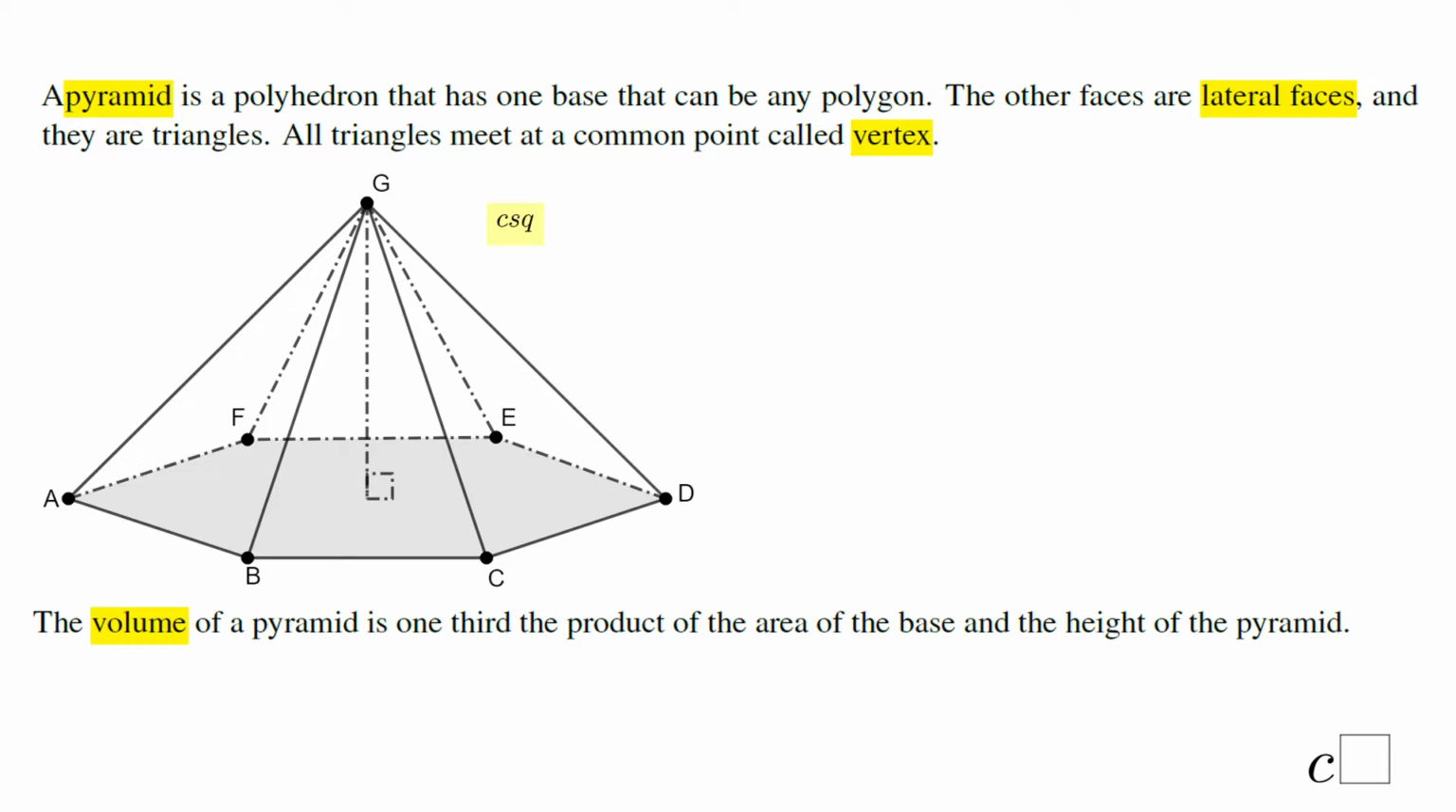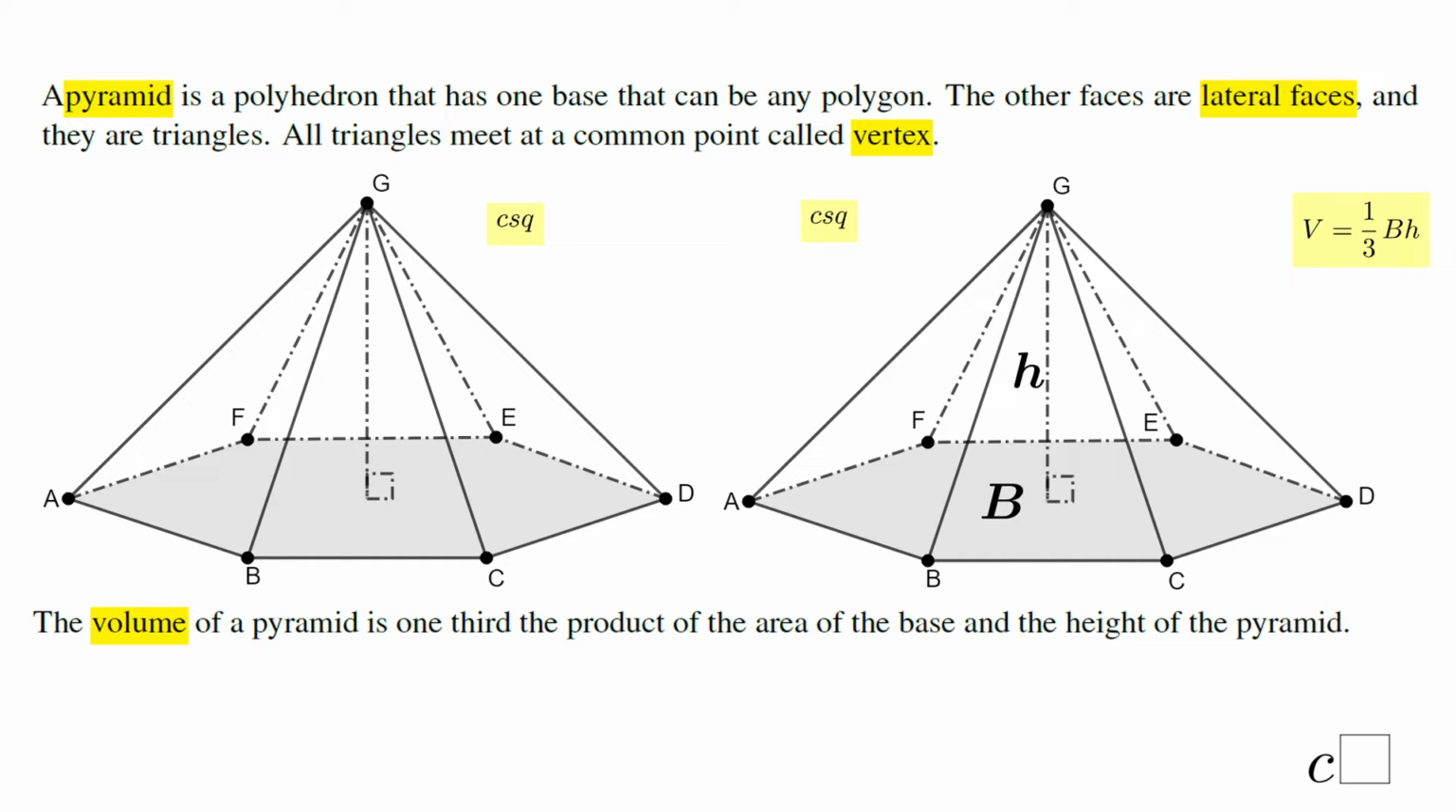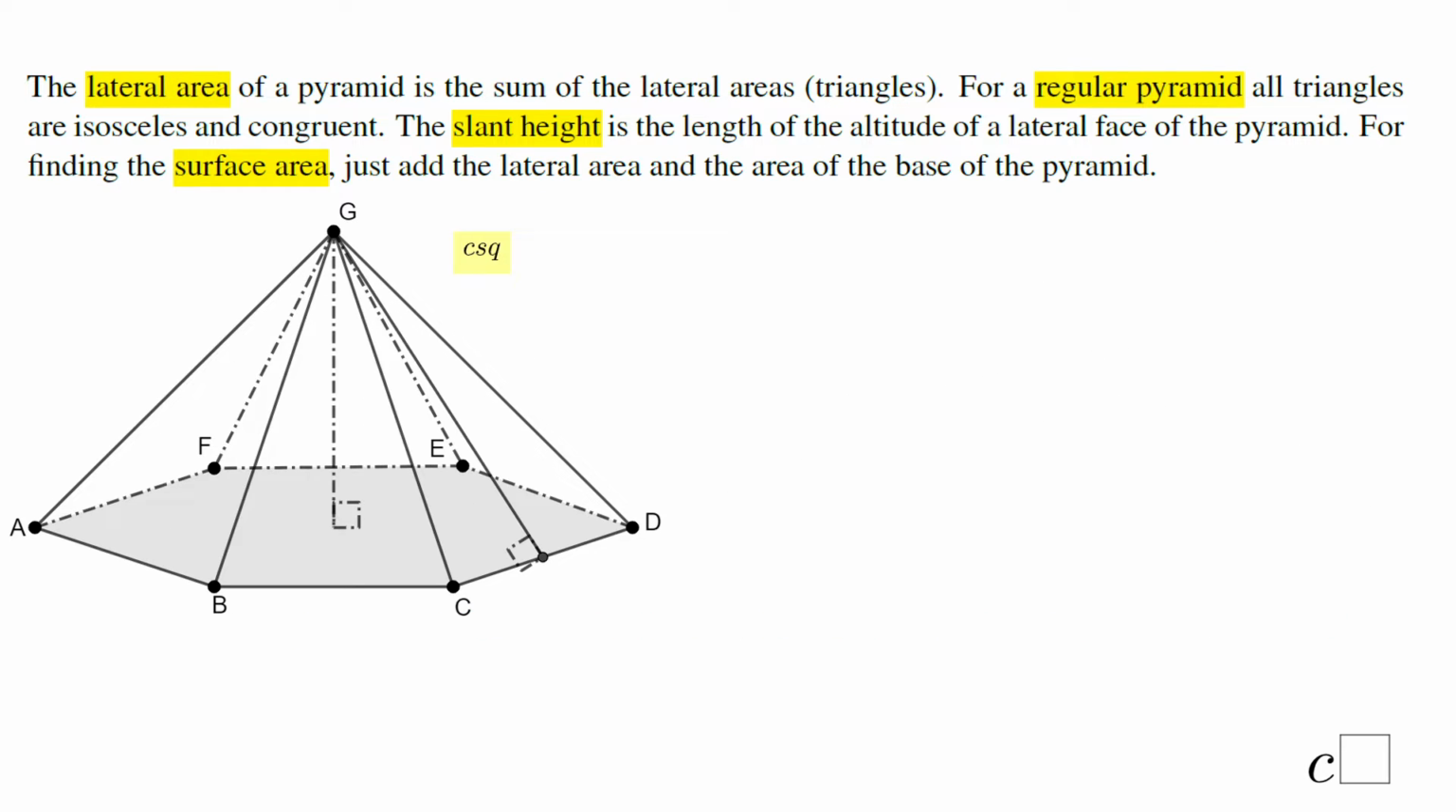The volume of a pyramid is 1/3 the product of the area of the base and the height of the pyramid. You see here the formula. The lateral area, you can approach it in two different ways. One way is to look at the faces, those triangles I mentioned before, count how many you have, find the area of one triangle and multiply by how many you have.